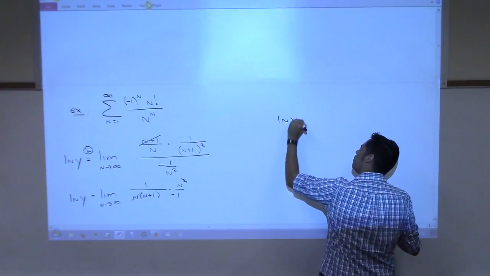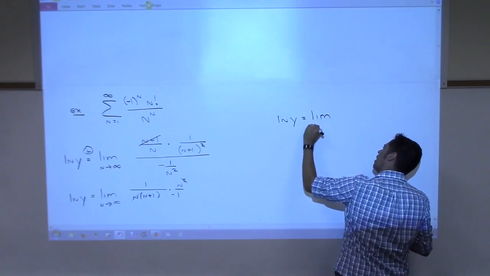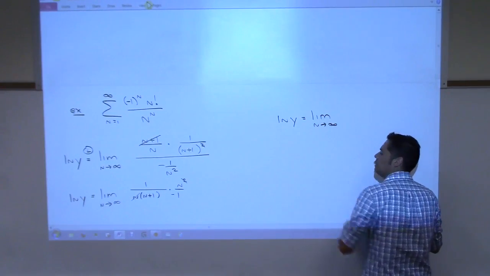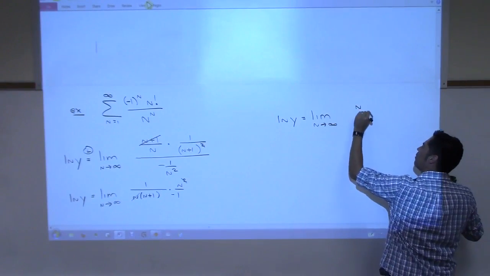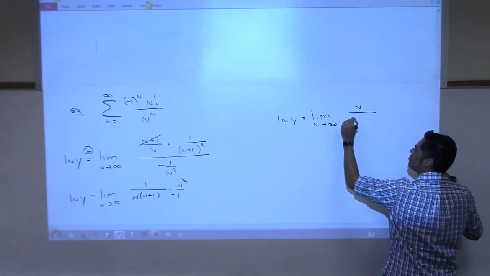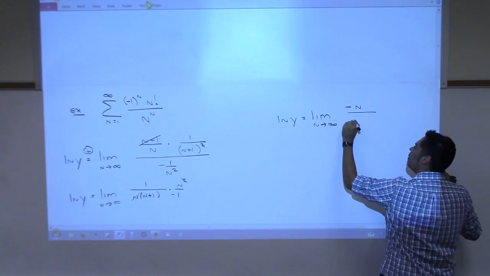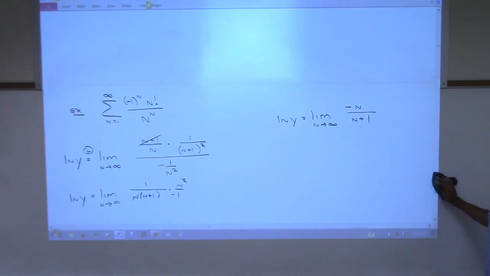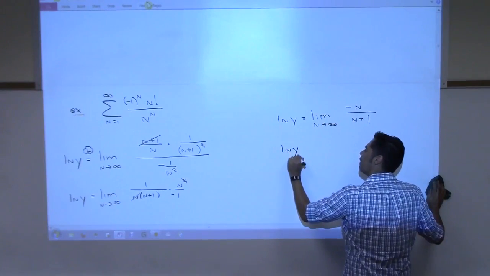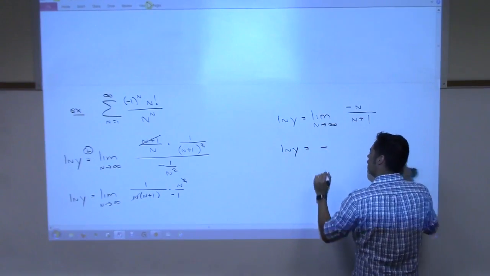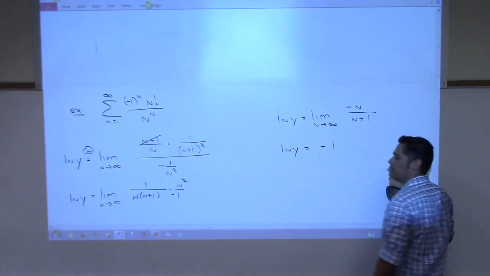Natural log y equals the limit as n goes to infinity of n over n plus 1, right? But I have a negative there, right? So why don't I just throw the negative up top? All right, we're there. What's that limit? L'Hopital on that? Negative 1 over 1? We just get negative 1. So natural log y equals negative 1. Are we good?